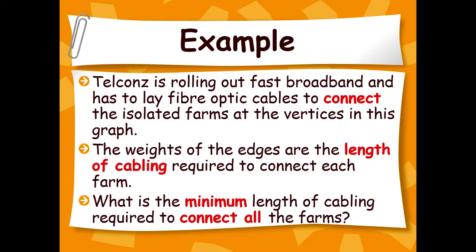So here's our example. Telecoms is rolling out their fast broadband, and they've got to lay some cables to connect some farms together. Okay, the weights of the edges are the length of cabling that would be required, and the problem that we need to solve, we want to find what is the minimum length of cabling needed to connect all the farms. So these are some of the key things that tell us that it's a minimum cost spanning tree problem. It asks for the minimum length, and it wants us to connect all of the nodes together.